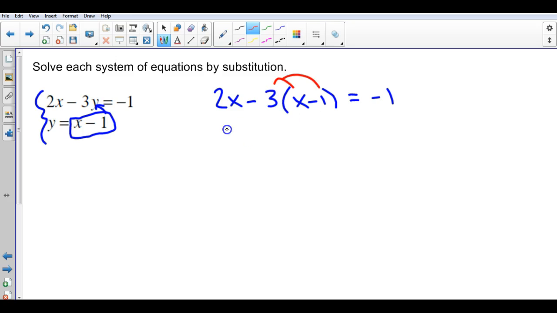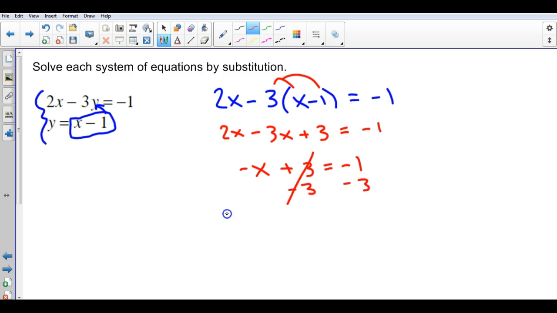So I'm going to use the distributive property. So I have 2x, negative 3 times x is negative 3x, negative 3 times negative 1 is positive 3, and I'm going to set this equal to negative 1. Combine your like terms. I have a 2x and a negative 3x, so 2 minus 3 is negative x, plus 3 equals negative 1. I'm going to subtract 3 on both sides, and that's going to get my variable by itself. So now I have negative x equals negative 4. And then I don't like the fact that the x is negative, so I need to divide by negative 1, and a negative divided by a negative makes my x positive. And negative 4 divided by negative 1 is positive 4.